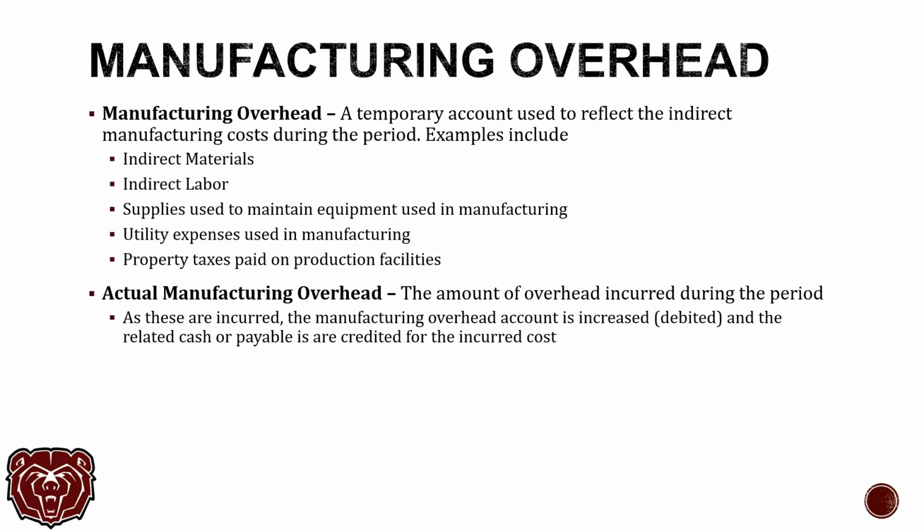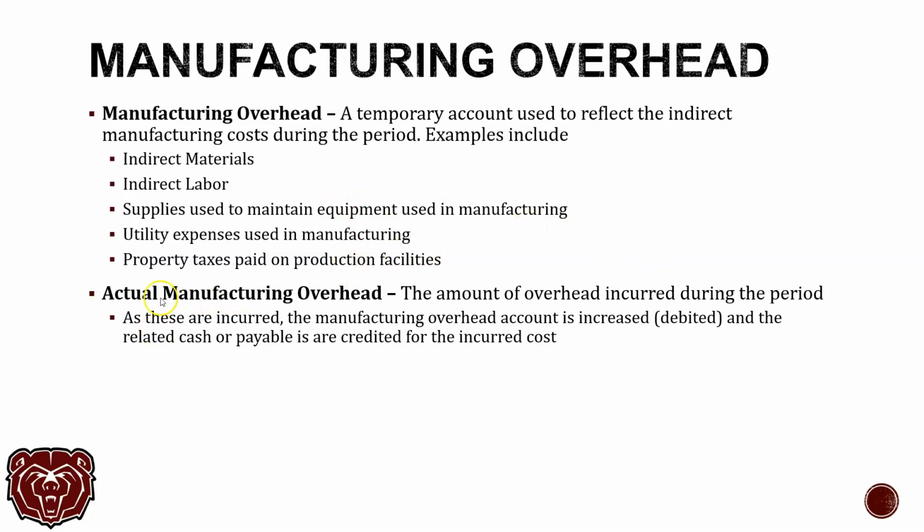And then any property taxes that you pay on production facilities, those are going to be added as well. This is just like when we talked about adding property taxes to the value of an asset because you can't use that asset without having the taxes. Well, these property taxes, you can't use the production facilities without paying the taxes. That production facility is a value add, so we include the property taxes in our manufacturing overhead account.